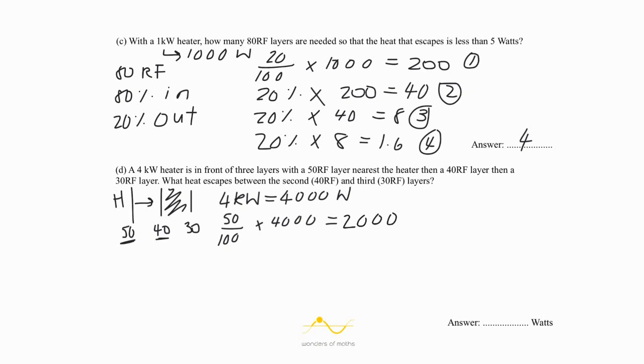Now we need to figure out how many watts are going through the 40 RF layer. Using our same method, we know that with a 40 RF layer, 40% of the watts are staying in and 60% are escaping. So we need to do 60 over 100 multiplied by 2,000 this time, which gets us a final answer of 1,200 watts.